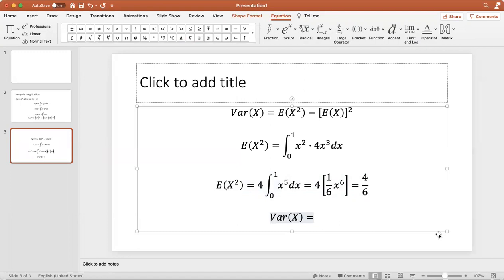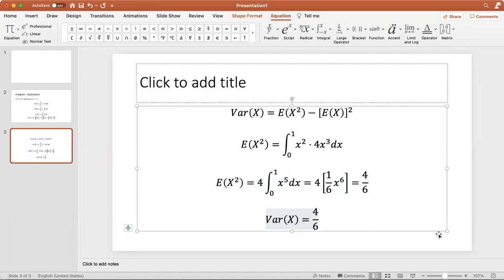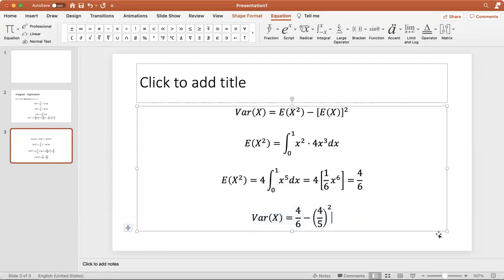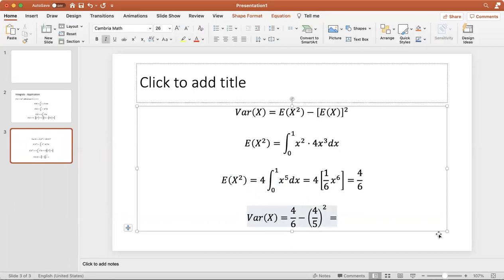The variance of x is 4 over 6 minus (4/5) squared. That's just 4 over 6 minus 16 over 25, and you're left with 4 over 150. You can simplify this. Then the variance of this random variable is 2 over 75.